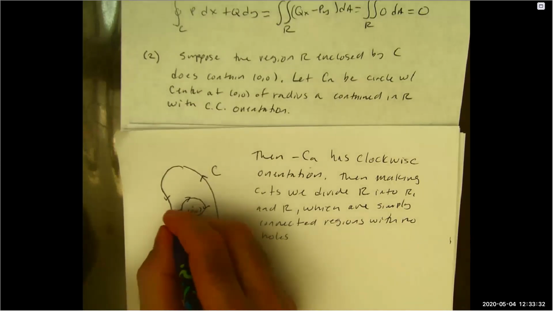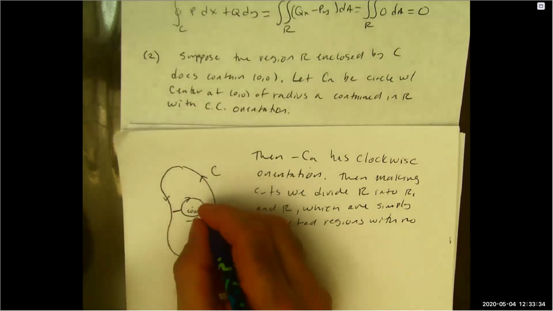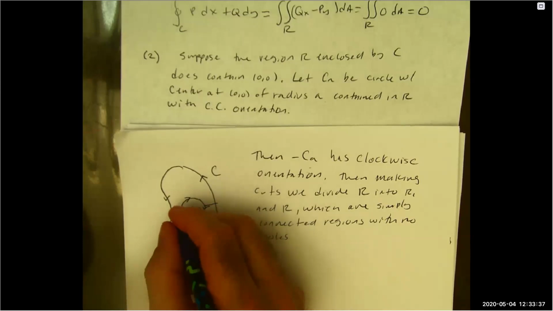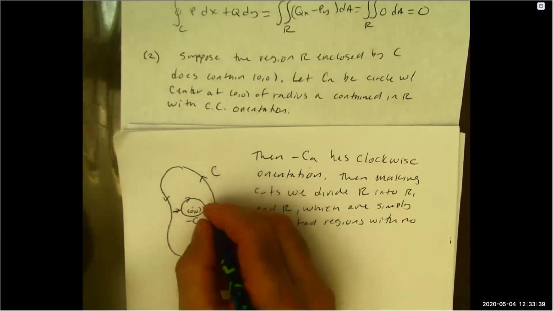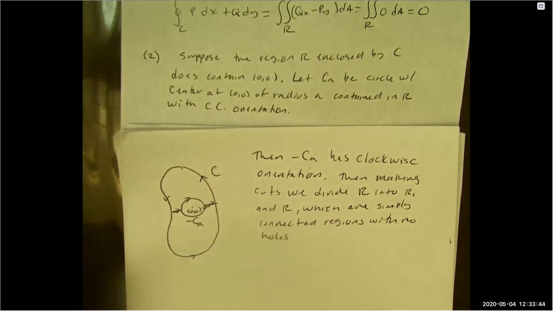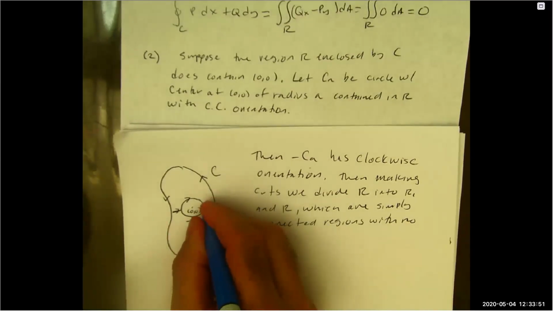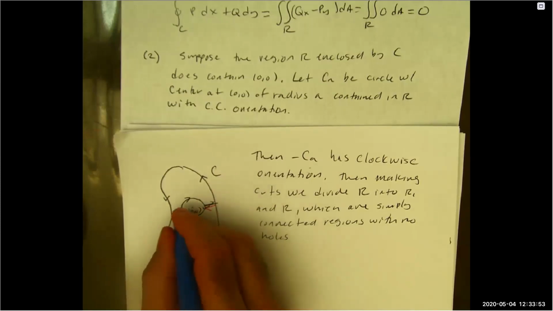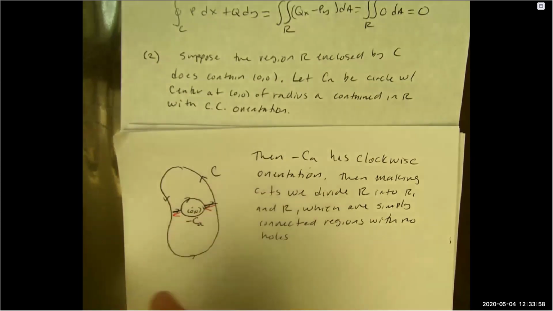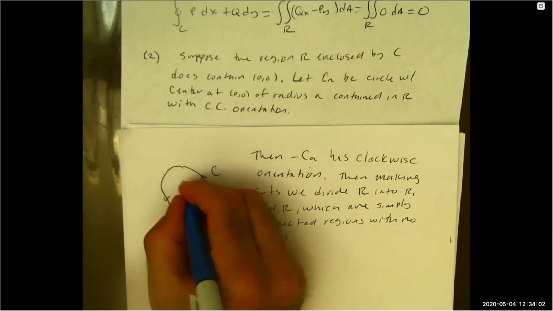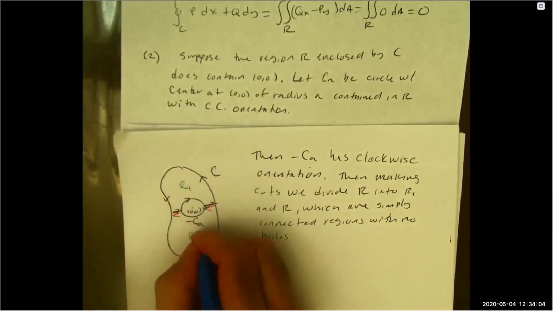And so we're going to make a cut there and another cut there, like that. And then we can talk about this region up here, which is going to be R1. And here you have this region R2.